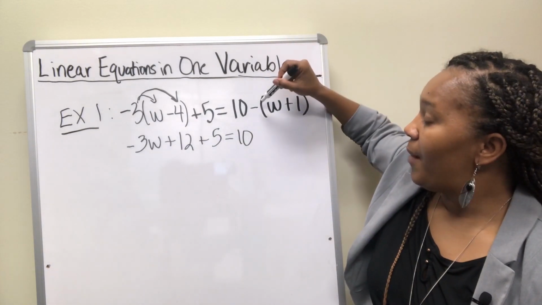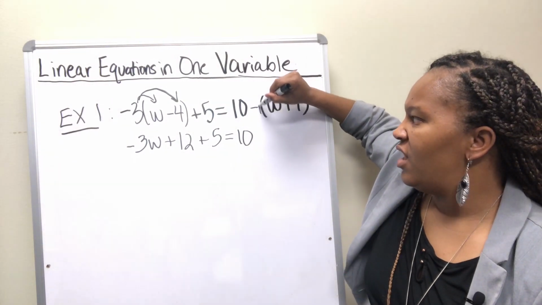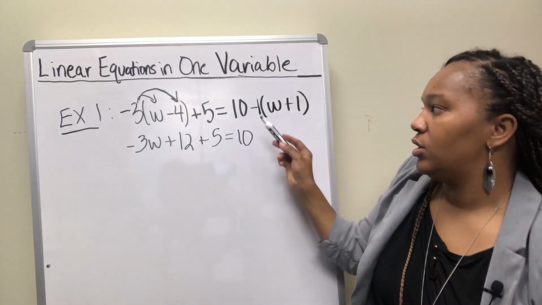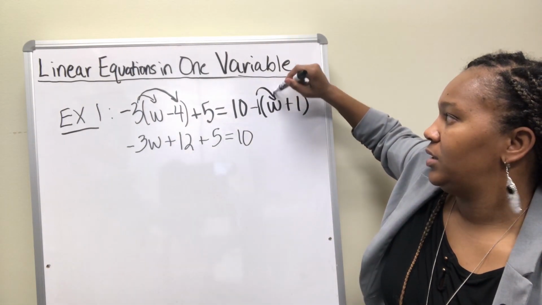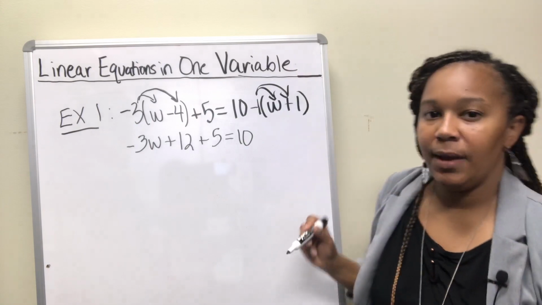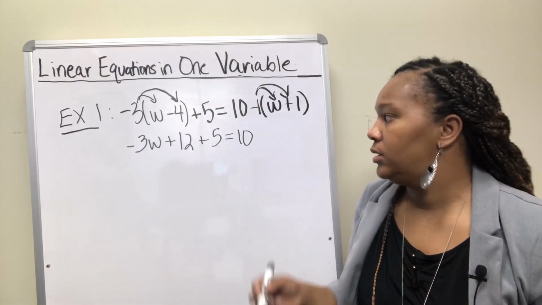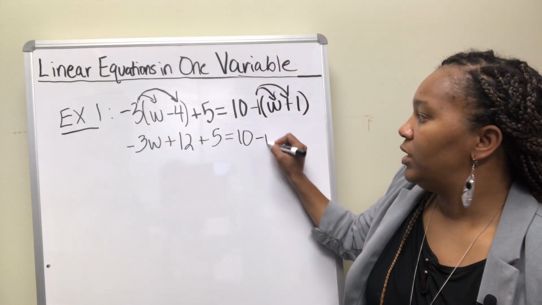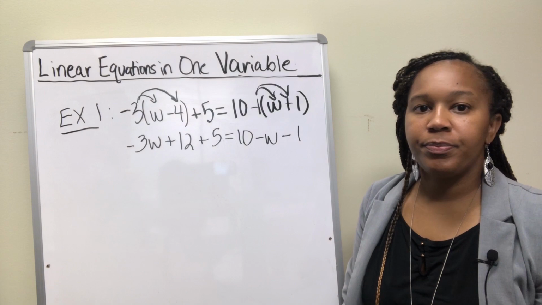So this time I have just a sign in front of the parentheses. If you want to think of it, there's an understood 1 right there. So I'm distributing the -1. I'm multiplying -1 times this and -1 times that. And essentially it's just changing the sign of everything in the parentheses. -1 times w is -w, and -1 times 1 is -1.